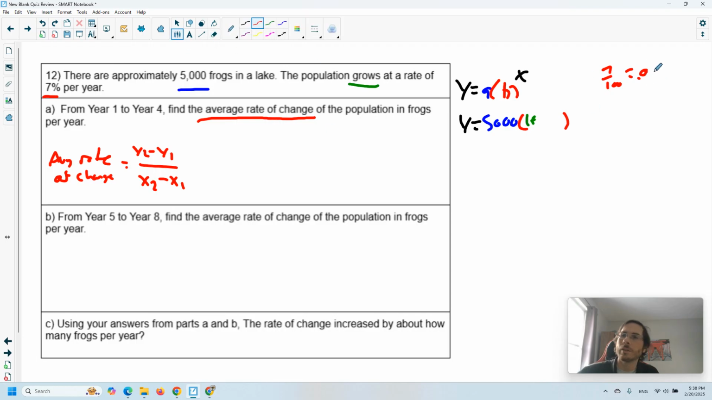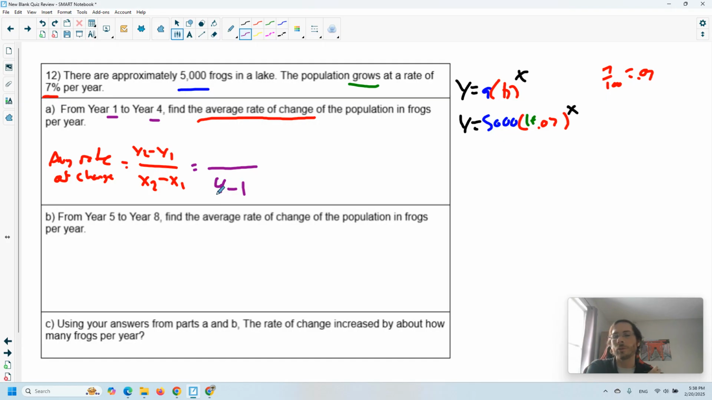Looks like I'm getting a little off kilter there. All right, to the x power. So this is the equation that we have to do, and we'll use this to figure out our y values. Now our x values aren't bad because we're going from year 1 to year 4.